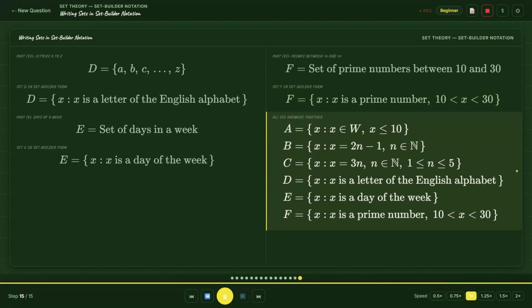And we are done. Here are all 6 answers together. You did a wonderful job. Remember, set builder notation is just a smart way to tell a rule instead of writing every single member.